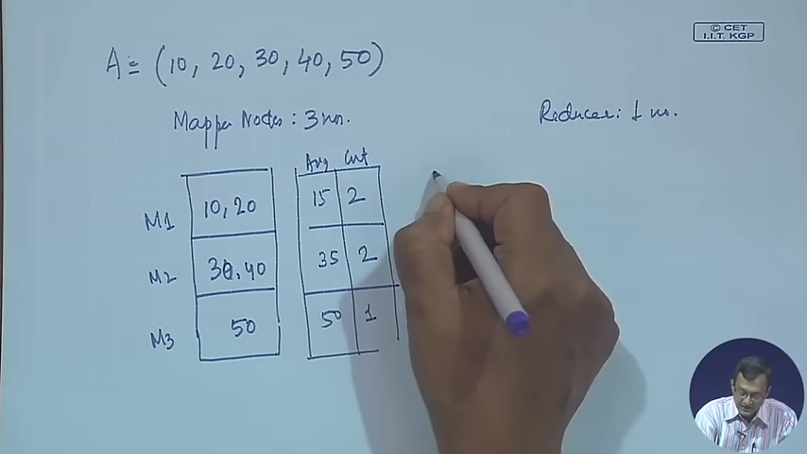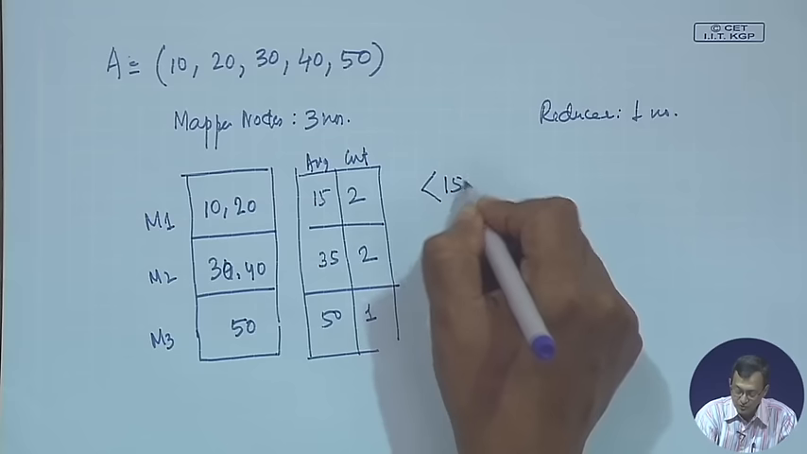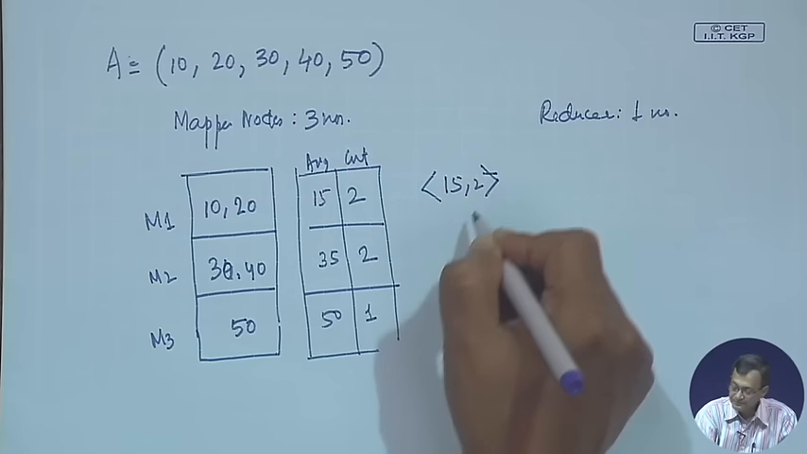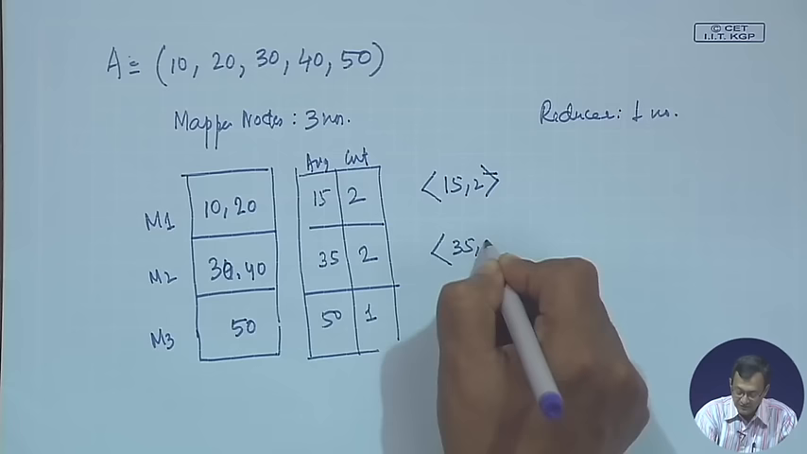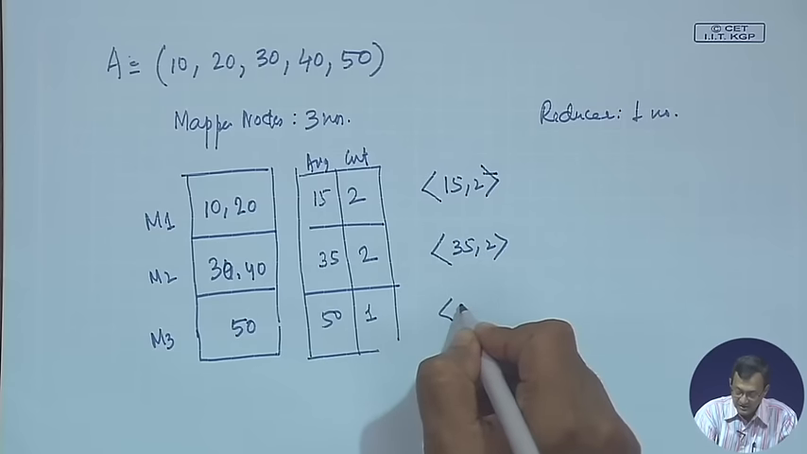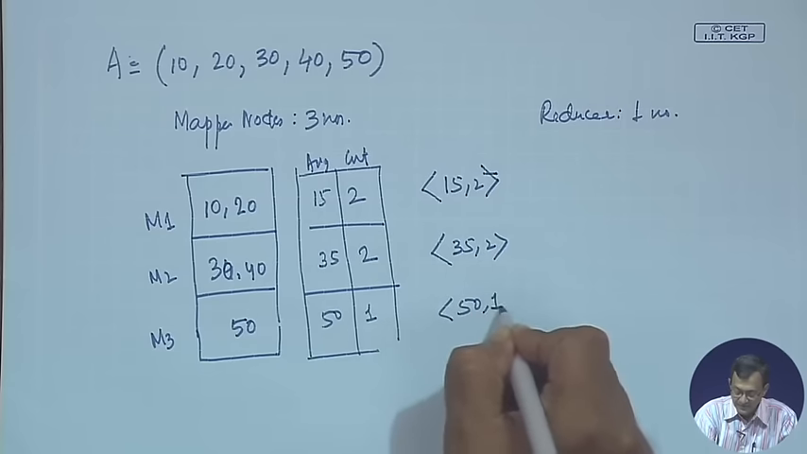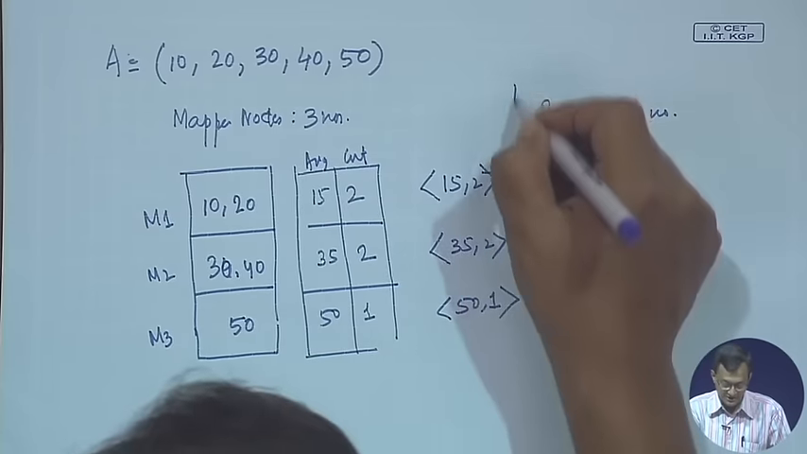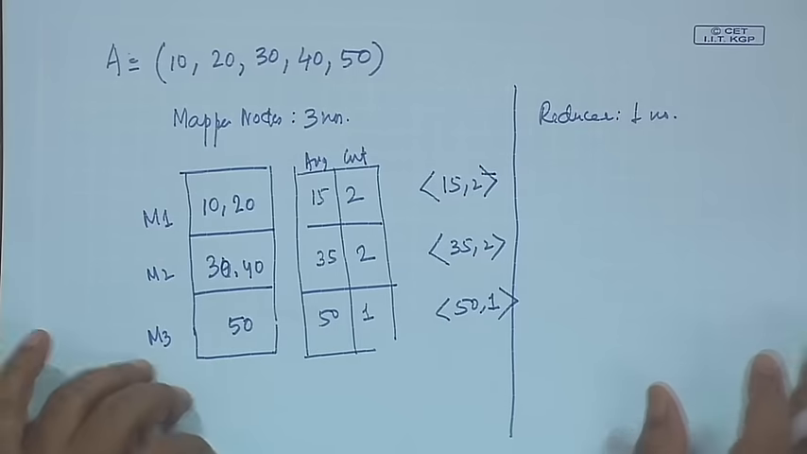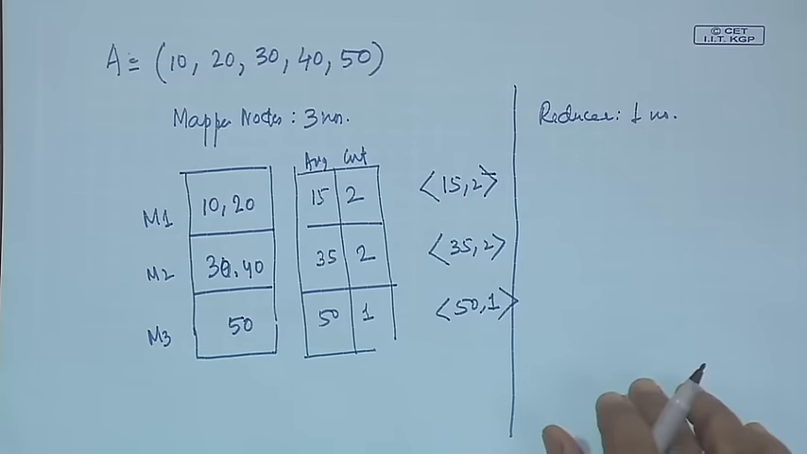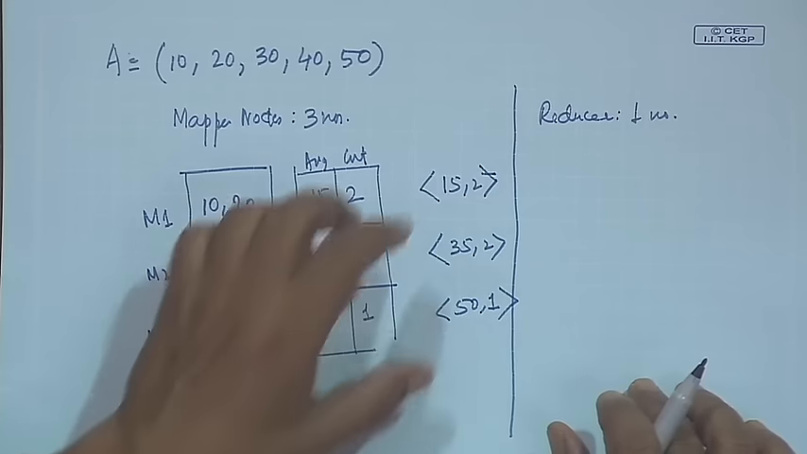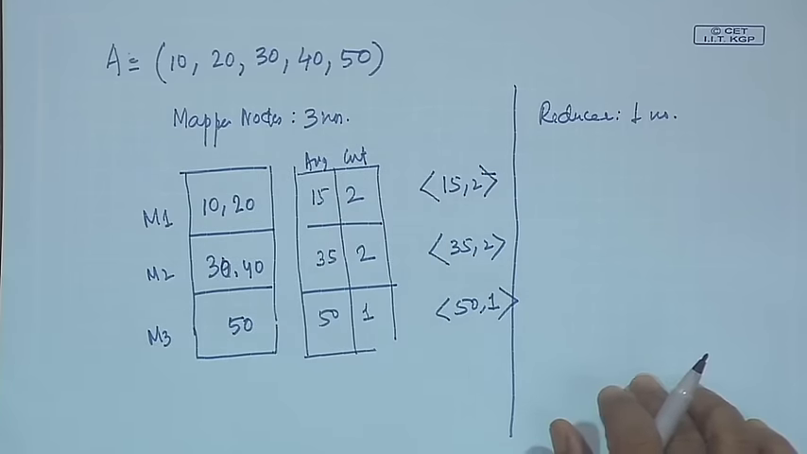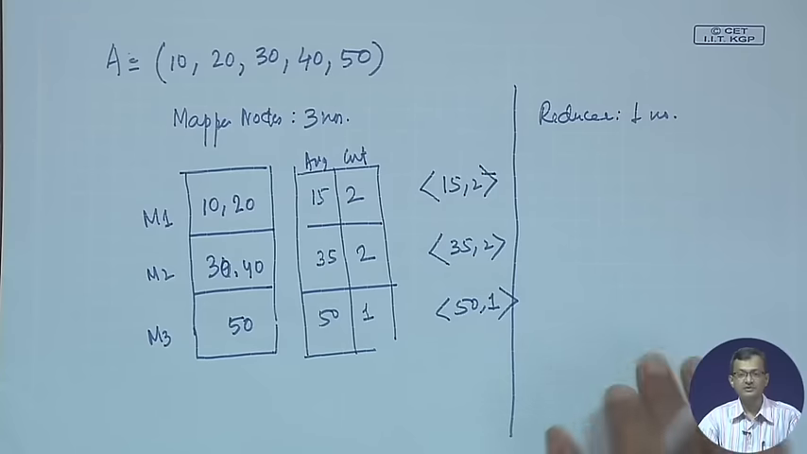In other words, the temporary local file system stores 15 2 and 35 2, which is basically the output of the mapper, produced by the combiner. This is what the map function wants to achieve. The reducer, which is one reducer, takes all of these and does an averaging of the whole thing.